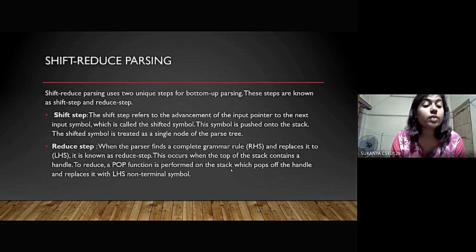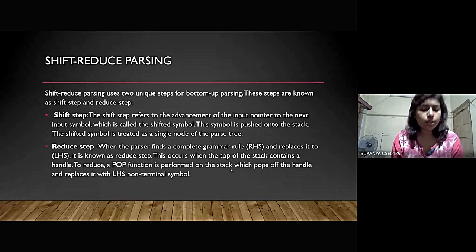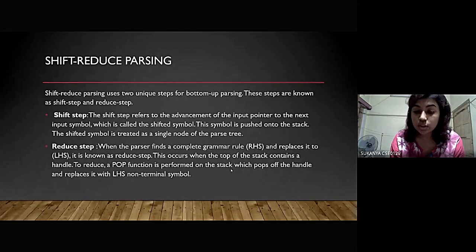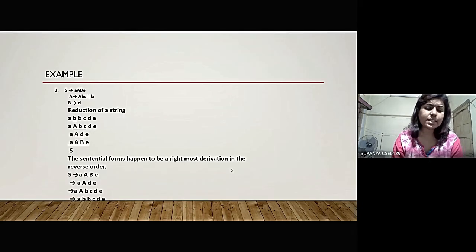Second one is the reduce step. When the parser finds a complete grammar rule RHS and replaces it with the LHS, it is known as a reduce step. This also occurs when the top of the stack contains a handle; to reduce, a pop function is performed on the stack, which pops off the handle and replaces it with the LHS non-terminal symbol. Here is an example where the sentential forms happen to be rightmost derivations in reverse order.